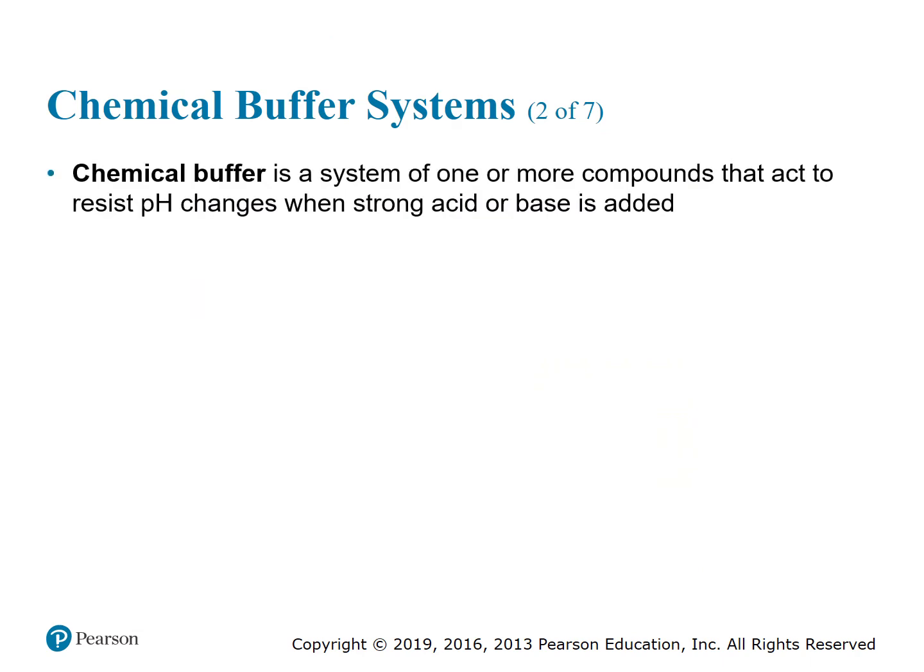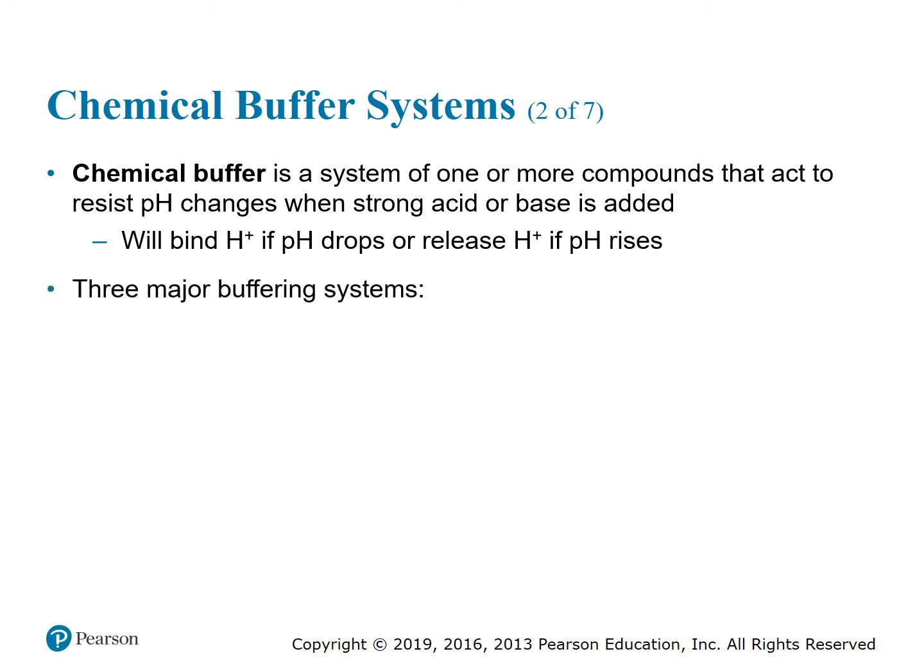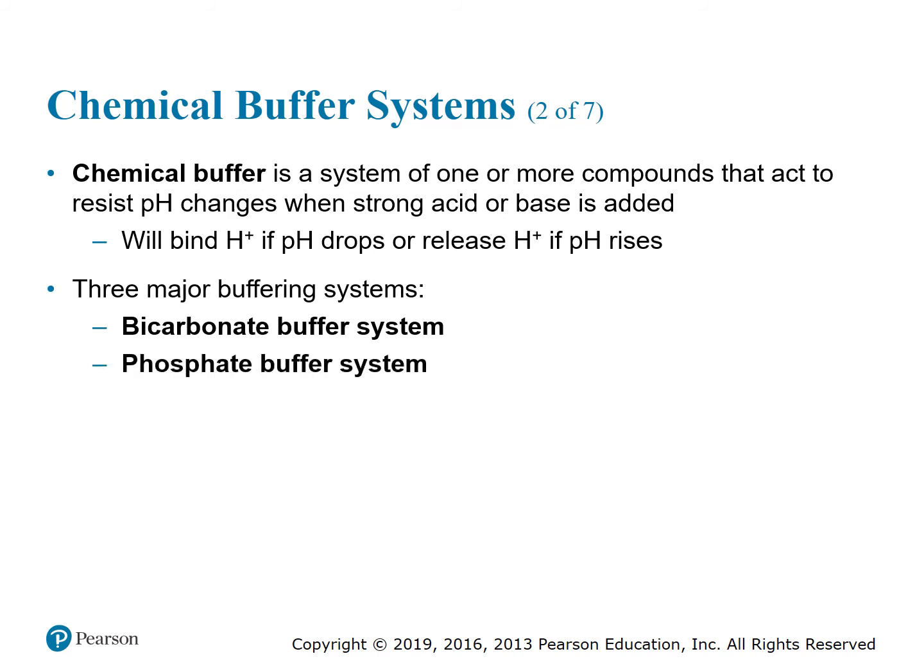So a chemical buffer system is one or more compounds that help resist pH changes when a strong acid or base is added. Basically, chemical buffers will bind to hydrogen if your pH drops, or they'll release hydrogen if pH rises. And you've got three major buffering systems. One is the bicarbonate buffer system. There's also the phosphate buffer system and a protein buffer system.